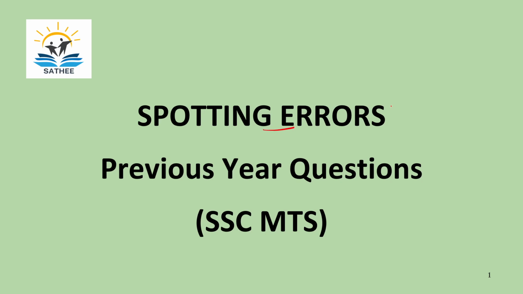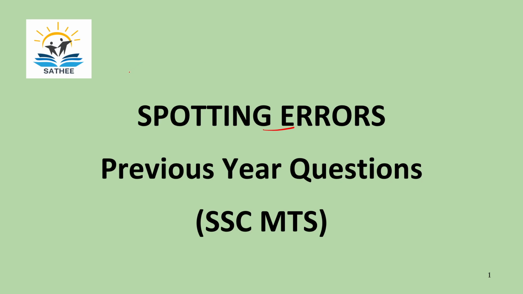Basically, spotting errors refers to a kind of question in which a sentence is given to us. The sentence is divided into various parts. One of them may contain an error that we have to find out. It means we have to select that particular part that contains the error.